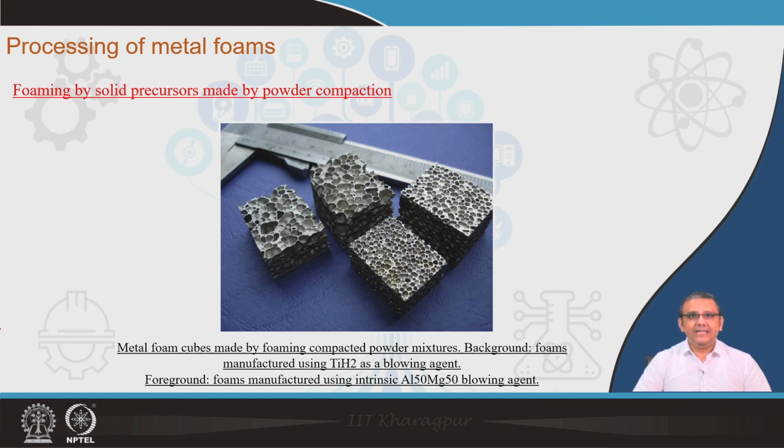So, as you can see in this slide, we show typical metal foams which have been fabricated using either titanium dihydride, the photos on the back side, or, on the front side where you see the pore structures are much finer, without any foaming agent, only using the intrinsic aluminum magnesium alloy as the foam forming alloy and the blowing agent.